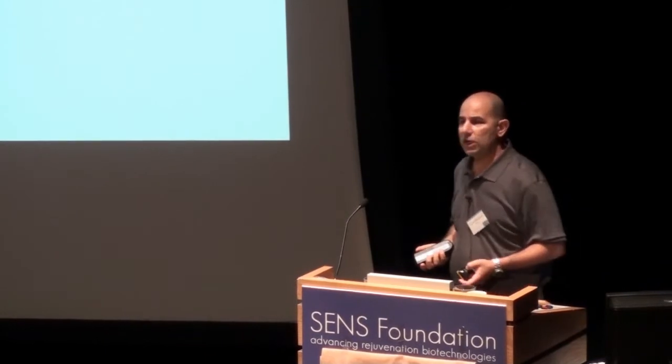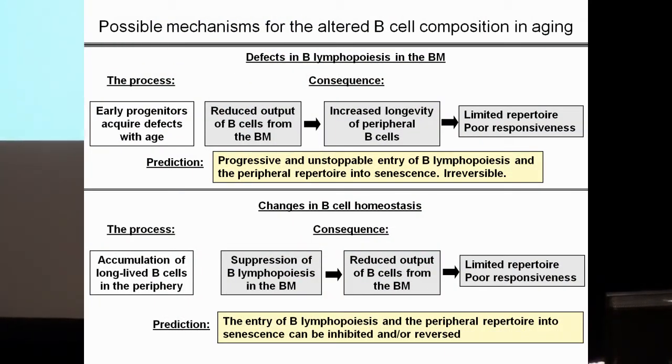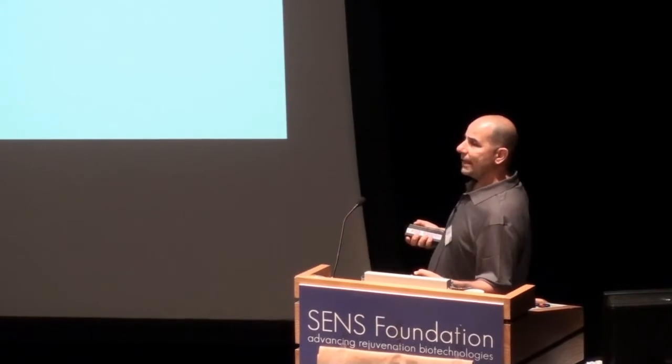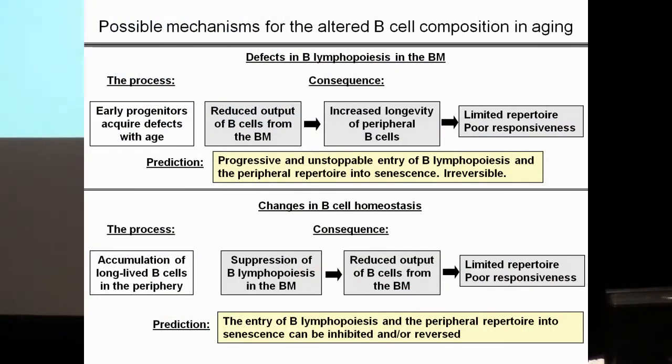Now, what is the cause of these changes? There are two mechanisms that explain this. The widely accepted mechanism predicts that aging results from defects in B-lymphopoiesis in the bone marrow. According to this, early progenitors acquire defects with aging that are mainly irreversible. These defects cause reduced production of B cells in the bone marrow and reduced output to the periphery. In order to maintain the number of B cells in the periphery, there is selection for long-lived peripheral B cells, and the outcome, of course, is limited repertoire and poor responsiveness. The prediction here is that aging is progressive and unstoppable, and of course, irreversible.